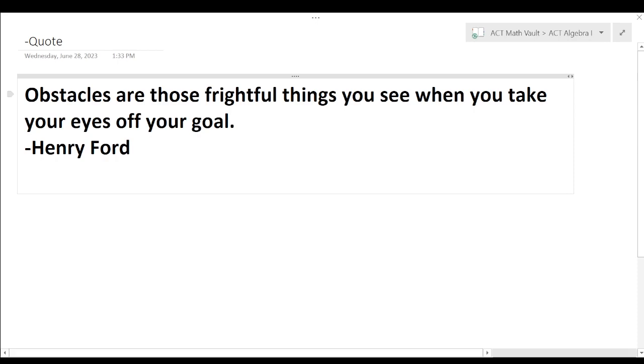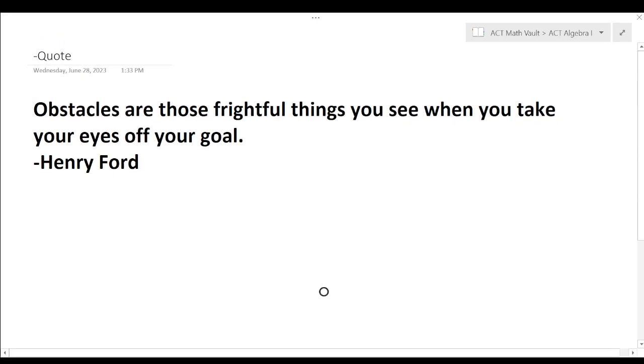All right, a quote to leave you. Some inspiration. Obstacles are those frightful things you see when you take your eyes off your goal. That is a great thing to remember.